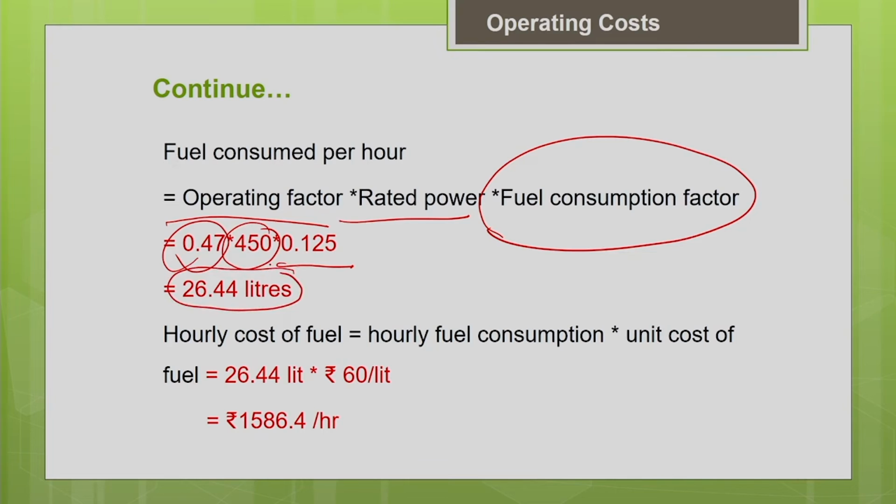Now what is the hourly cost of the fuel? It is the hourly fuel consumption multiplied by the unit cost of the fuel. So it is 26.44 liters multiplied by rupees 60 per liter. It gives you rupees 1586.4 per hour. So this is your hourly cost of the fuel estimated for this particular machine.